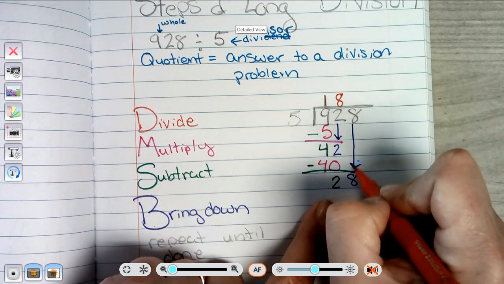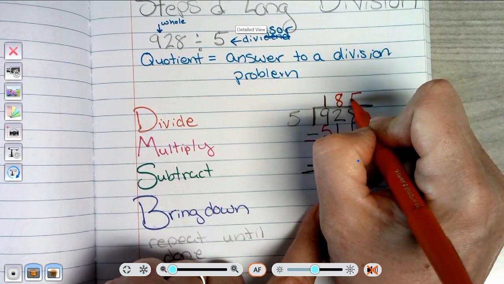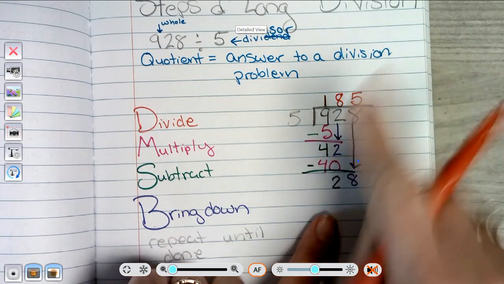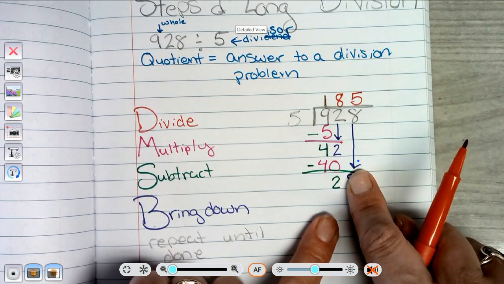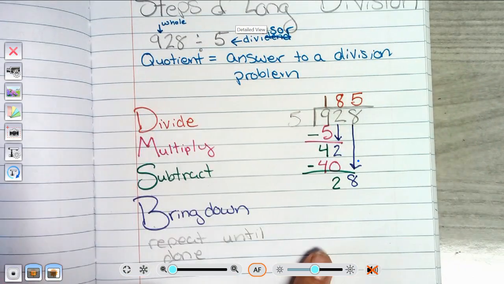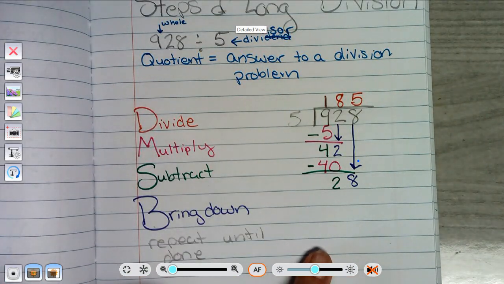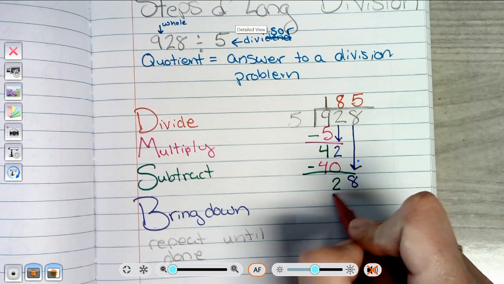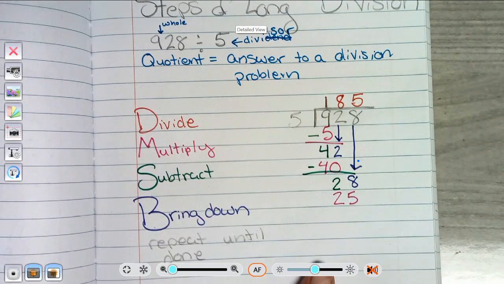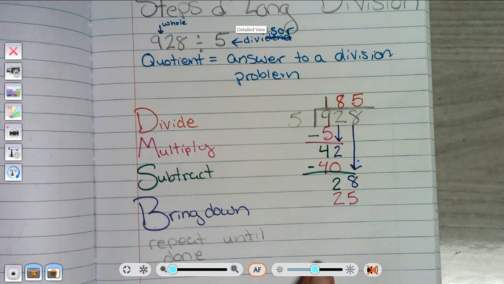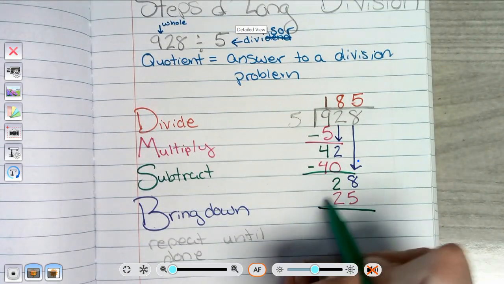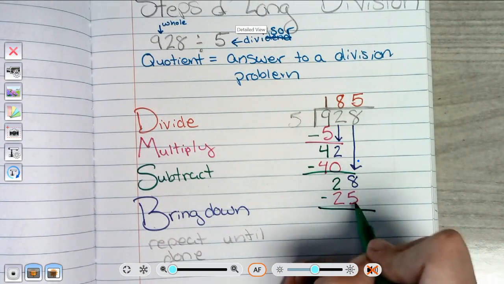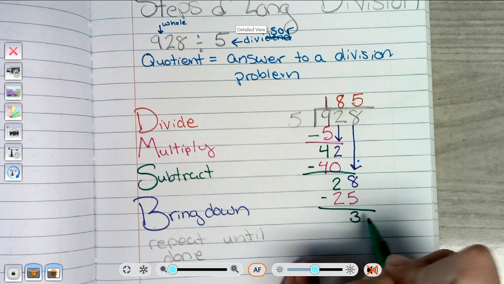So on the 8's head, because see, I'm dealing with the 8, I made sure to write it on the 8's head because I am dealing with the 8 from the ones place. 5 fit in 5 times. Okay, that was the divide. Multiply. 5 times 5 is 25. Subtract. 28 minus 25. 8 minus 5 is 3.